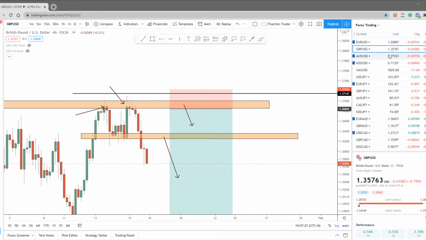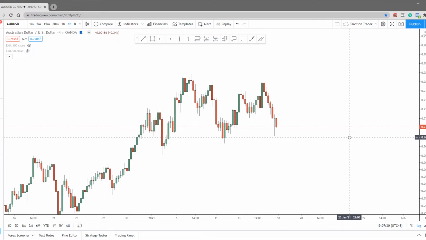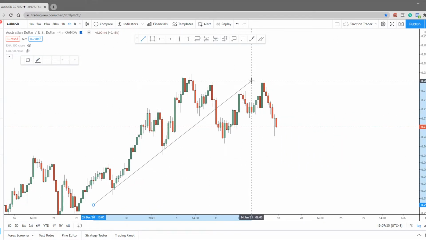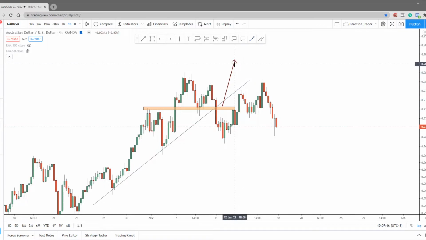And let us move on to the next pair, Aussie dollar. So Aussie dollar, last week there was a break of the trend line. I was expecting that market is trying to do some bullish continuation at this level. I was expecting that this trend line is going to be respected, but somehow, we cannot control the market. We have to just obey the market rules and the market structure.